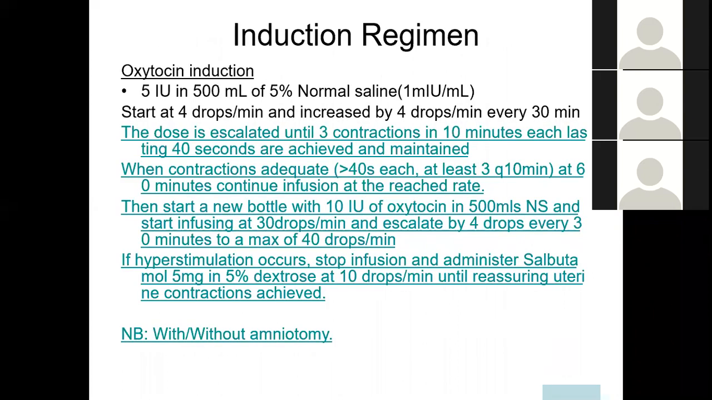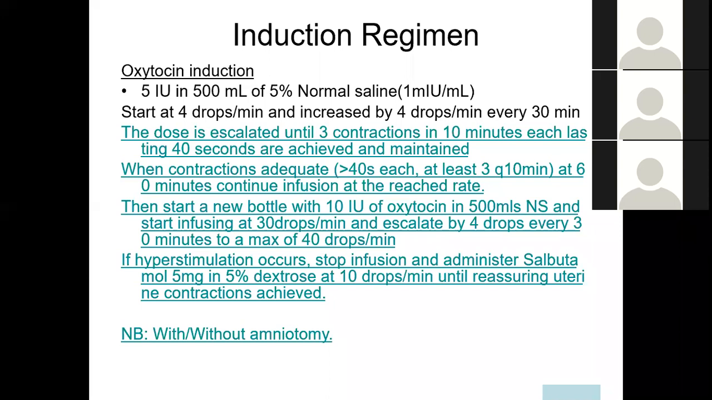So on the administration of oxytocin for induction of labor, we administer 5 international units in 500 mils of 5% normal saline. We start at 4 drops per minute and then increase by 4 drops every 30 minutes. So the dose of oxytocin is escalated until 3 contractions in 10 minutes, each lasting 40 seconds, are achieved and maintained. Or when contractions are adequate, that's 40 seconds or more each, occurring every 3 to 10 minutes. At 60 minutes, we continue infusing at that same rate. Then start a new bottle.